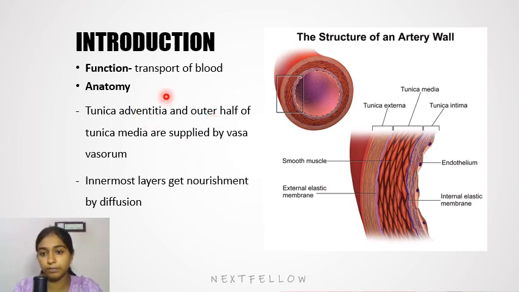Coming to anatomy, the blood vessel has tunica intima, tunica media as well as tunica externa. In tunica intima, there is a single layer of endothelial cells, and in tunica media there are smooth muscle cells. These endothelial cells and smooth muscle cells play an important role whenever the blood vessels undergo some injury. The tunica adventitia as well as the outer half of tunica media are supplied by vasa vasorum, and the innermost layer receives nourishment by diffusion.